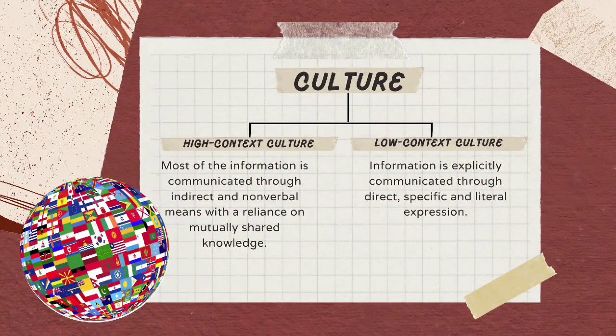High context culture. Most of the information is communicated through indirect and nonverbal means with a reliance on mutuality and shared knowledge. In indirect communication, there are implicit verbal messages and subtle nonverbal behaviors such as poses, silence, the use of space, gestures, and avoidance of eye contact.